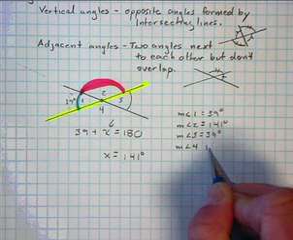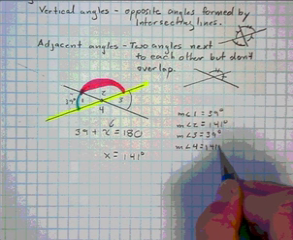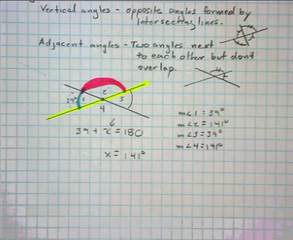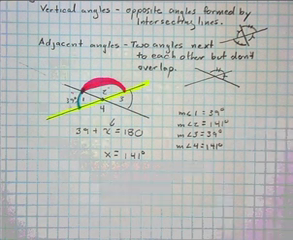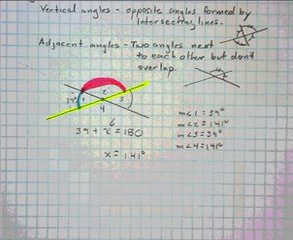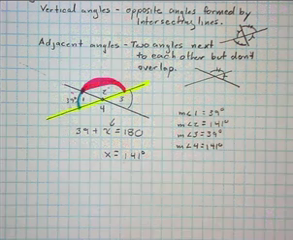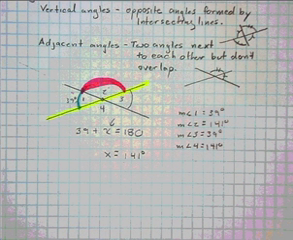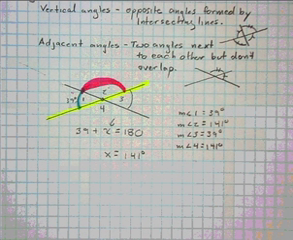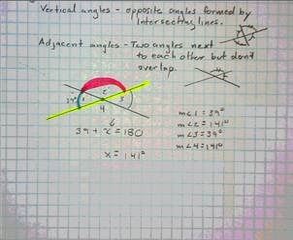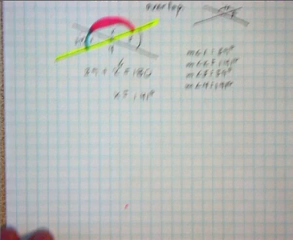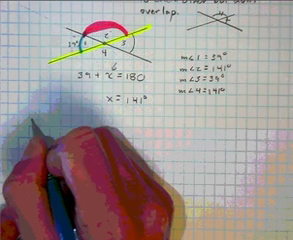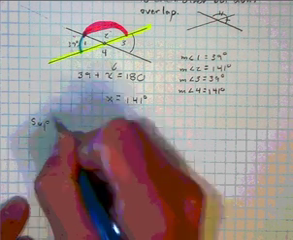So for my example, these two adjacent angles add up to 180 degrees. Does anyone know what it's called, two angles that add together to 180 degrees? It's got a special geometry name. That name is supplementary.